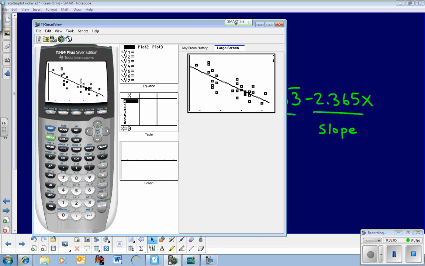So linear regression, that's pretty much what you need to know about it. You need to know how to get the so-called perfect line, the best fit line, and you need to know how to use it to make predictions.